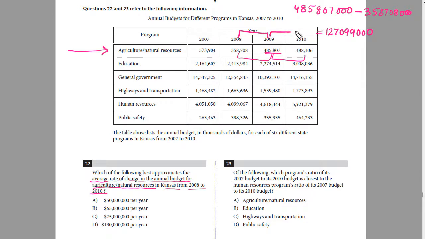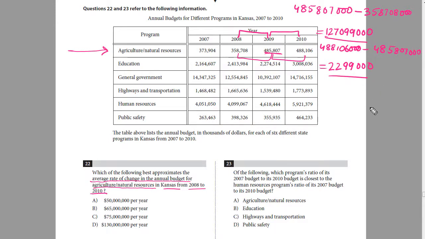Now the change from 2009 to 2010 will be 488,106 thousands minus 485,807 thousands. So that will be 2,299,000. Now these are the changes that we have found.